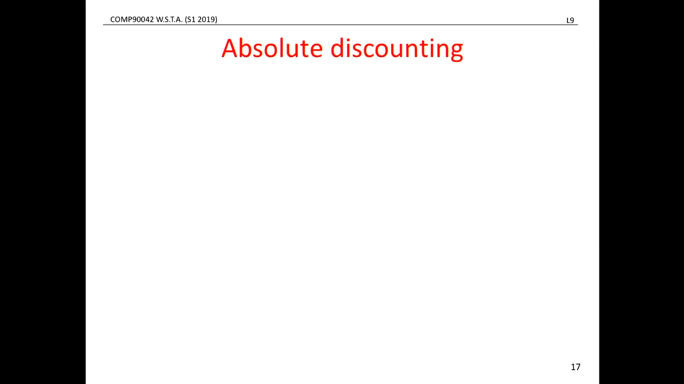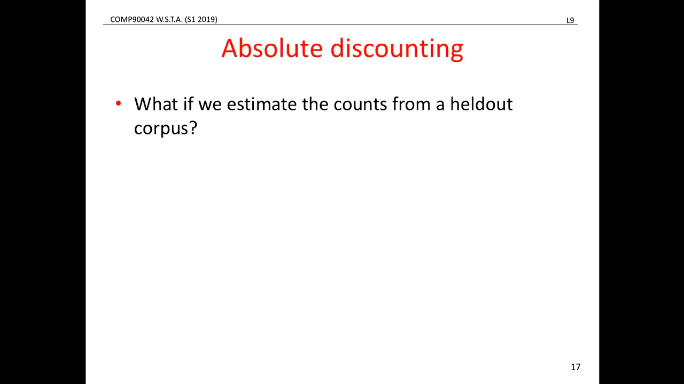Okay, so absolute discounting is the next component in Kneser-Ney. So the idea is if we were to go about estimating the counts from a held out corpus, it actually turns out we'd end up getting quite different counts from what we got from training.